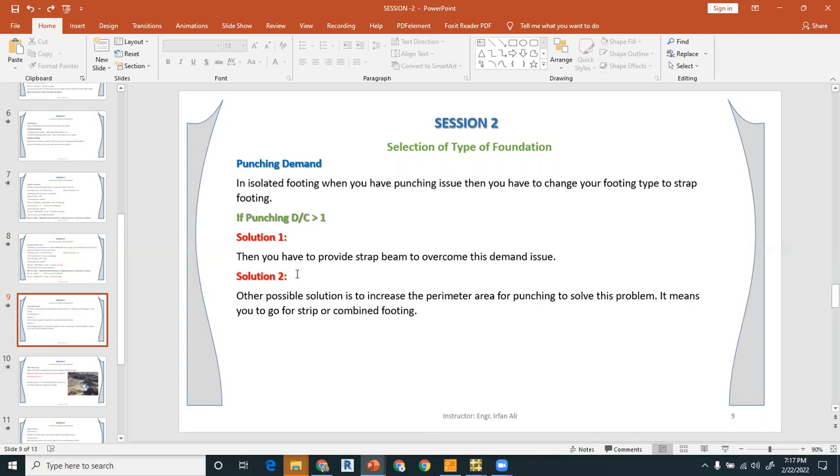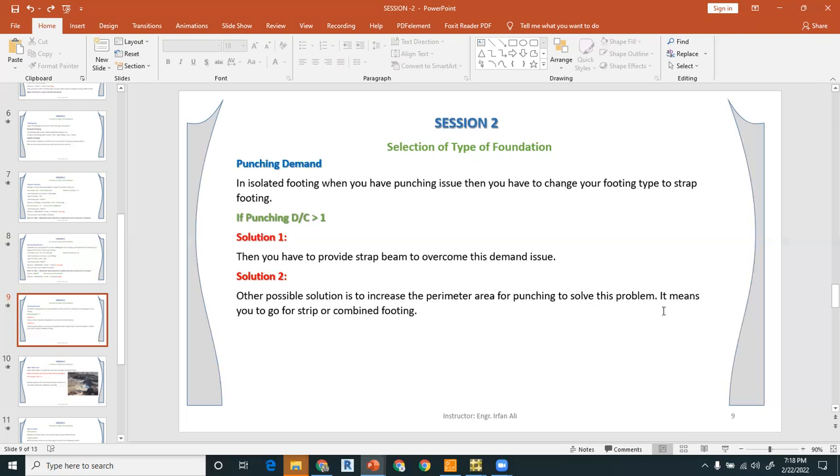So the first solution is that you have to provide the strap beam to overcome this demand in case of the isolated footing, right? And the other solution includes to increase the perimeter area of the punching to solve this problem if you have enough plot area of the client, right? And again, if there is no solution, again you have to go for the step footing and the combined footing to overcome this punching demand, right?